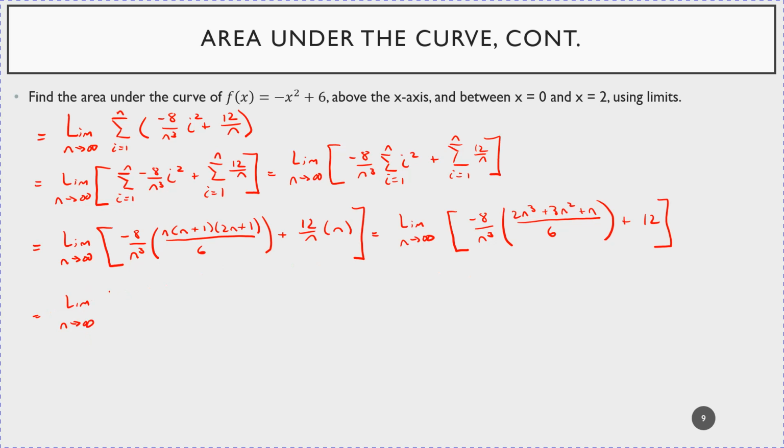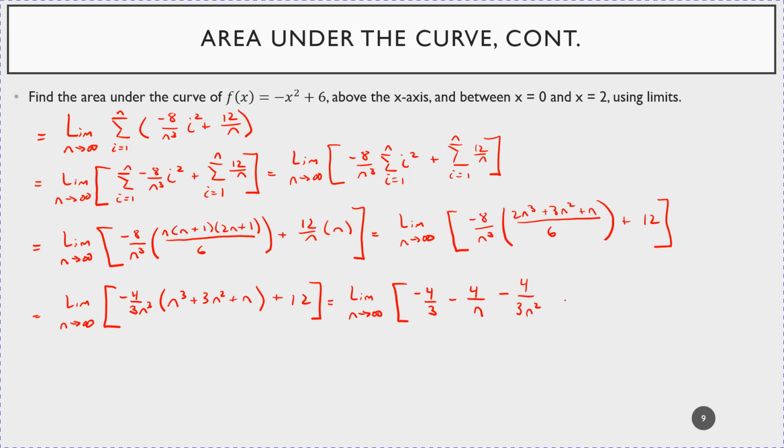A lot of algebra you're seeing here, a lot going on. I'm going to treat this and split it, and multiply in this way. So I can bring this 6 out here, and this becomes negative 4/3 n cubed times n cubed plus 3n squared plus n, plus 12. Now distribute. When you distribute here, the n cubed cancels, so you're left with negative 4/3. Distribute here, the 3's cancel, but remember you have n squared divided by n cubed, so you're left with negative 4/n. And then distribute here, you're left with negative 4/(3n squared). And then you have this plus 12.